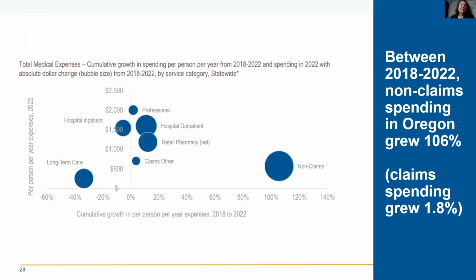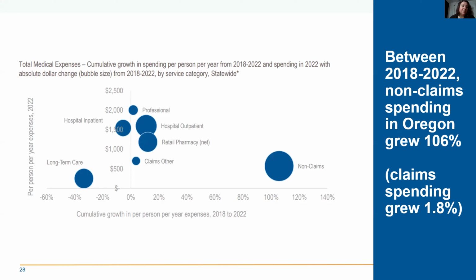So this is the statewide growth in that bubble chart by service category. Between 2018 and 2022, statewide non-claims spending in Oregon grew 106%. So non-claims is way out over here on the right. They're pretty low though, compared to the top to bottom, so they're not that large in terms of absolute dollars in 2022. Claim spending in comparison only grew 1.8% in this time period.